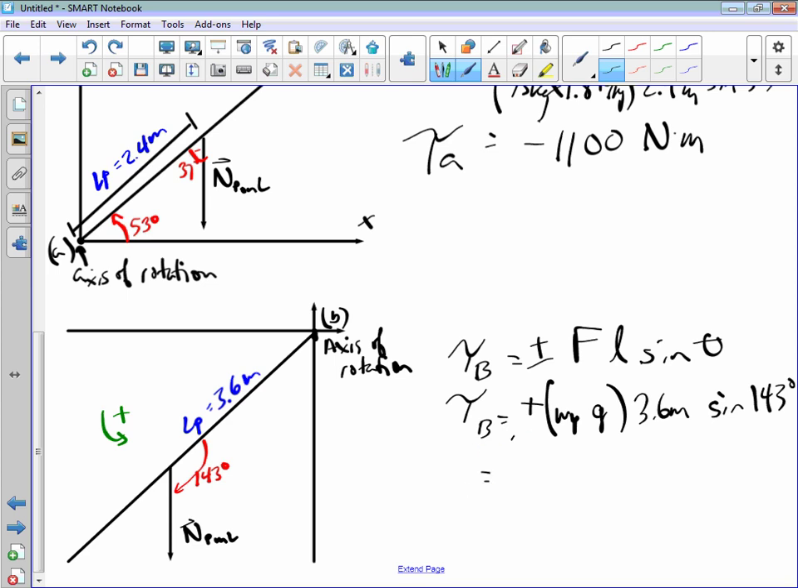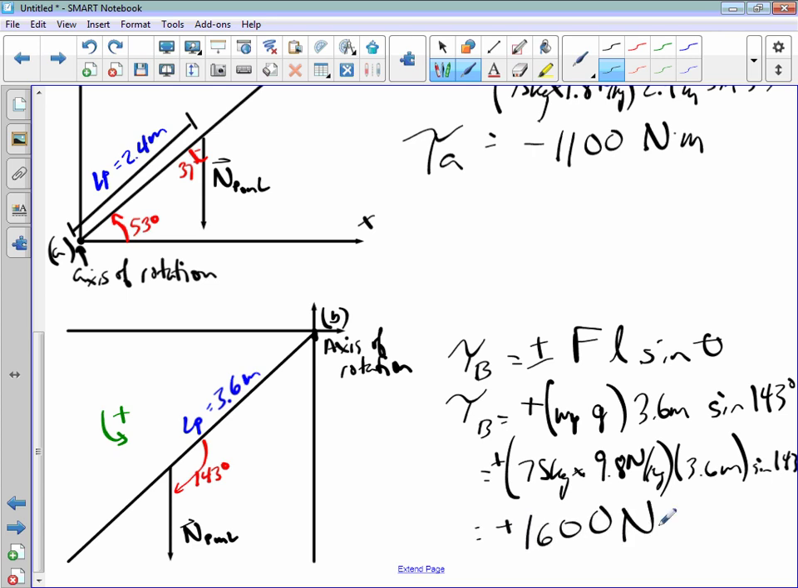So you end up putting in positive 75 kilograms, 9.8 newtons for every kilogram, 3.6 meters, and sine of 143. Here you end up with a value of positive 1,600 Newton meters. So there is more torque if you look at the top of the ladder as an axis of rotation than the bottom of the ladder. And that would be due to, mostly to, the distance away from that point of rotation.